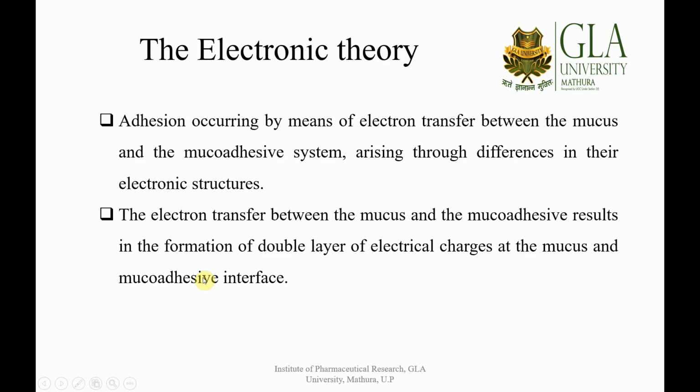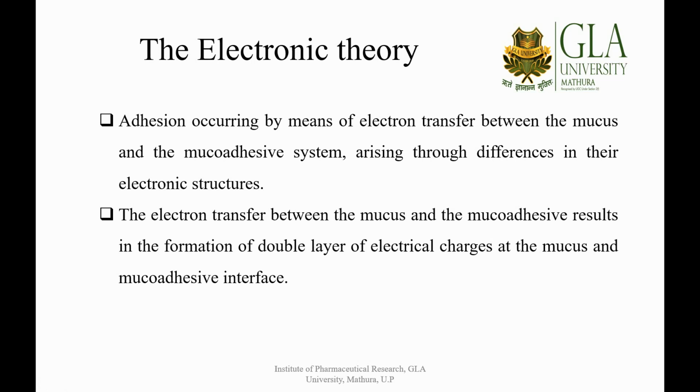Coming to the last topic for discussion, the last theory which we are taking in this session, is the electronic theory. As the name says, it is based on the mutual sharing of electron pairs between the drug delivery system and the mucous membrane. You might be remembering we have discussed that the potential charge on the mucous membrane is negative in nature, and if certain drug delivery systems or mucoadhesive polymers are chosen which have a positive charge, a better interaction can occur between the mucoadhesive drug delivery devices and the mucous membrane.